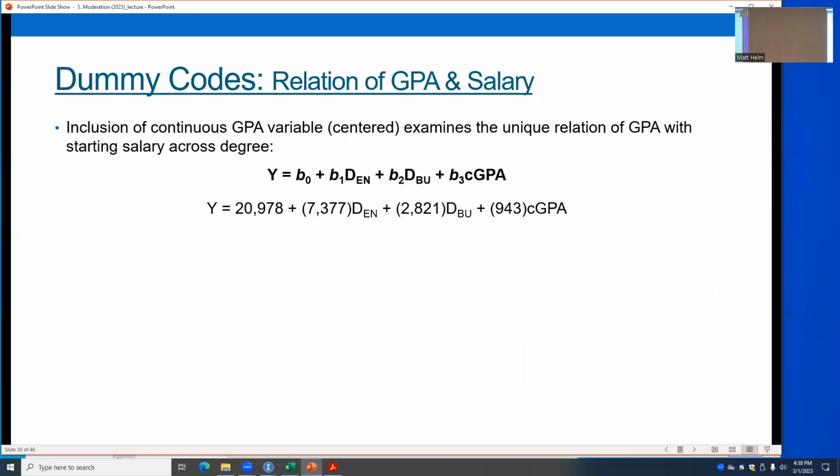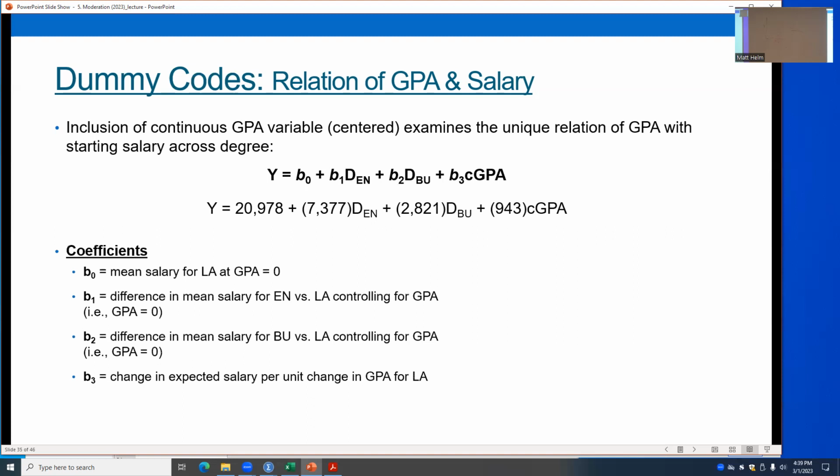Okay. What I can also do then is go through and layer in centered GPA. Let's say, okay, I see differences in these different degree programs. What influence does centered GPA have? So I regress my starting salary on my two dummies and centered GPA, and this is the model I'm getting. Right here, my intercept is my mean salary for liberal arts with GPA equal to 0. In this model, what does GPA equal to 0 mean?